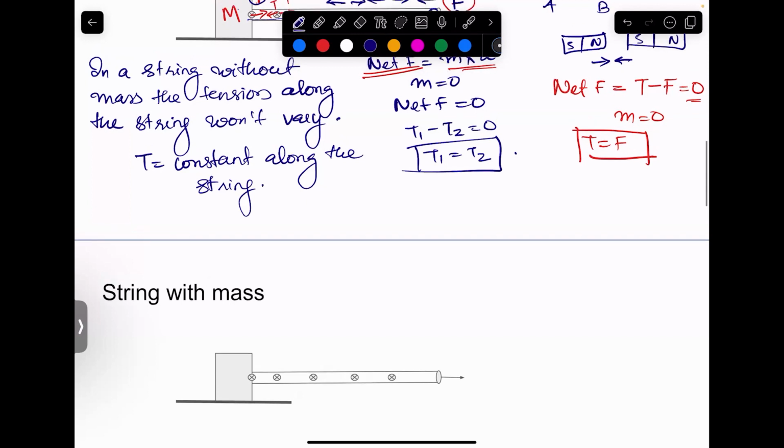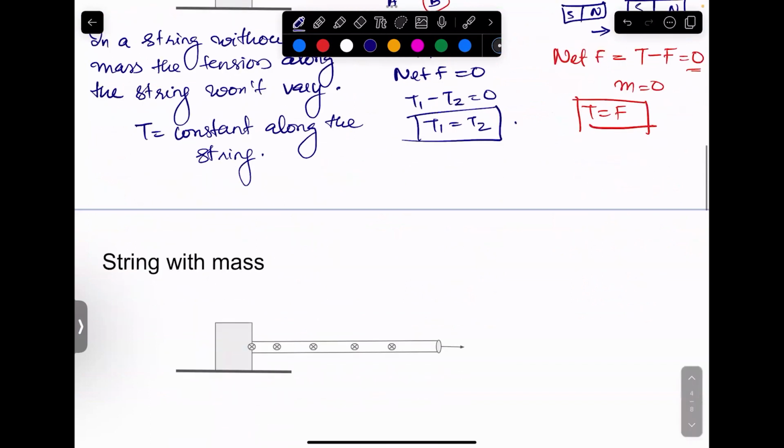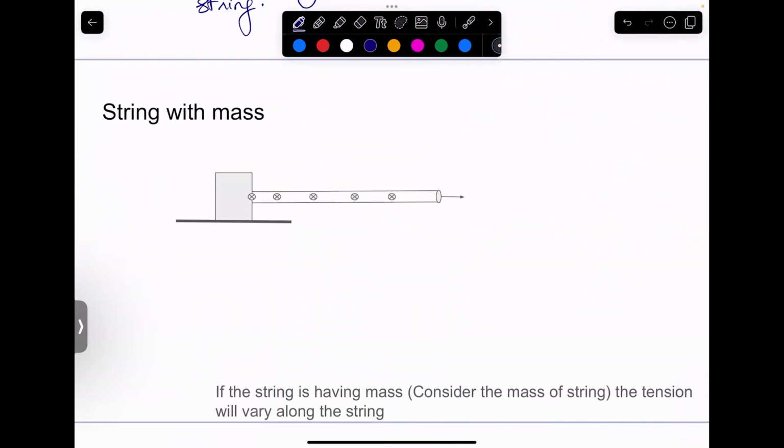Fine. Now we will be discussing string with mass. So this is the second case, right? So string with mass, we are saying that this whole string will be of length L. Okay, this is of length L, and it is being pulled by a force F, and this block is of mass M. And consider the mass of the rope as small m.